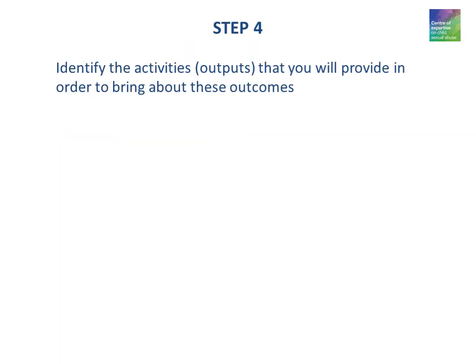The next step is to identify the activities, i.e. the outputs that you'll provide in order to bring about the outcomes you've identified. So your outputs describe the activities or services that you provide for your service users. If you like, they're what's on the menu for them when they engage with your service, workshops, one-to-one support, and so forth.